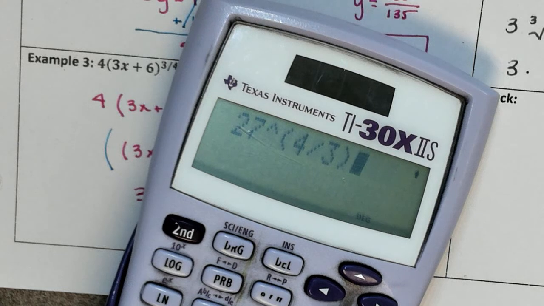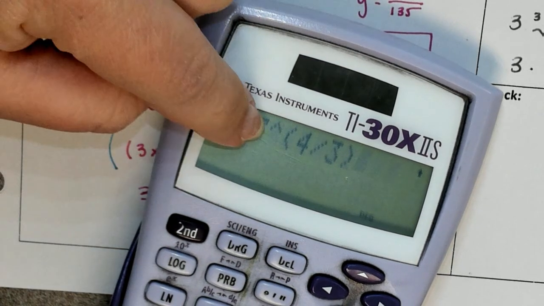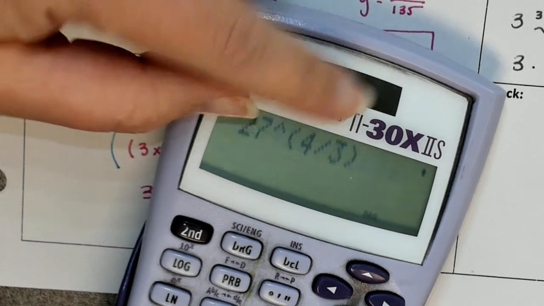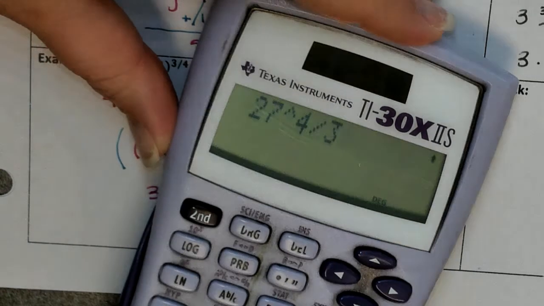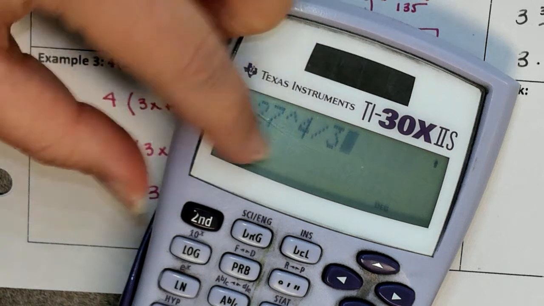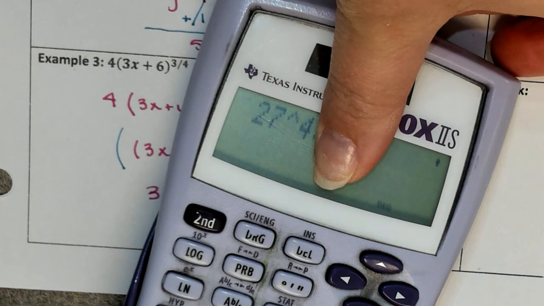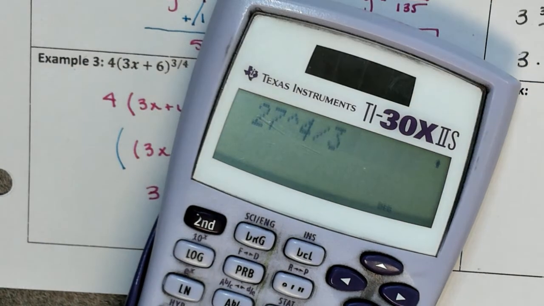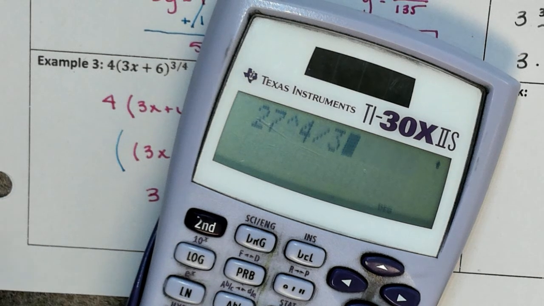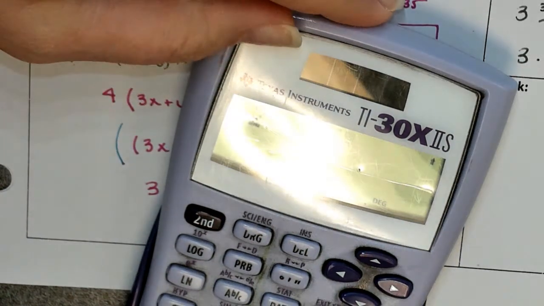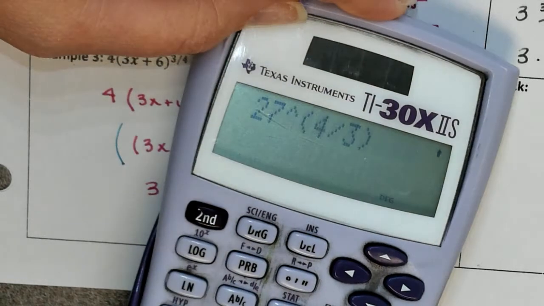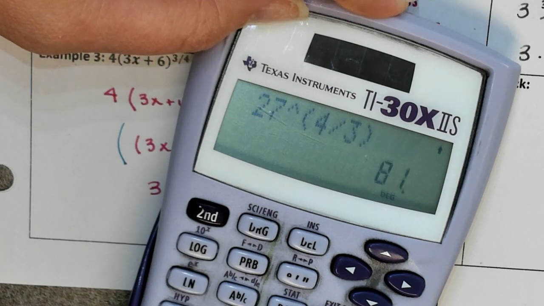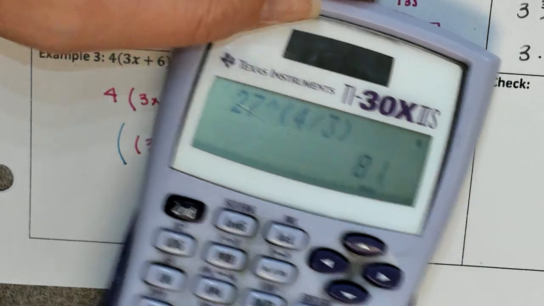This is one of the biggest issues people are having, they're taking it to the 4th power and then dividing by 3. They're typing it in like this. PEMDAS tells you to apply the exponent, so do 27 to the power of 4, and then take that answer and divide by 3. We don't want to divide by 3 afterwards. We want it to be to the power of 4/3. That answer is 81. Are we okay with that?